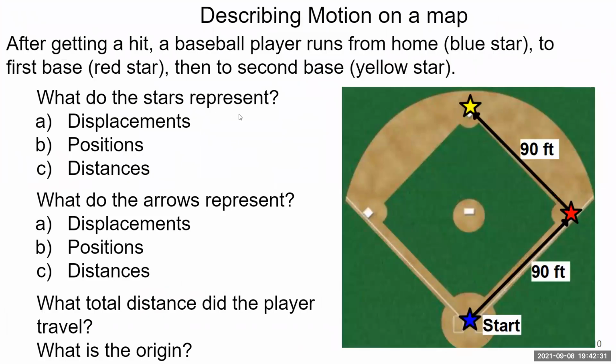So what do the stars represent? The stars represent the positions. The blue star is home plate, the red star is first base, and the yellow star is second base. We could pick any origin we want in order to define this, and we could give you a length and a direction from that origin. But those represent locations or positions. We don't have a frame of reference here by which we're telling you where they are. We're just marking the spots.